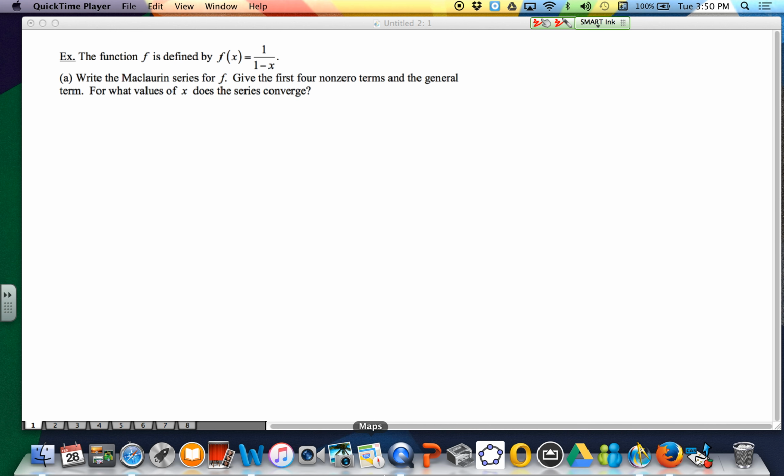So we talked about this, and you can see how you could relate this to a beautiful little geometric series. So we have 1 plus x plus x squared plus x to the third plus dot dot dot plus x to the n plus dot dot dot. And I have my first four terms, I have my general term. Because this is a geometric series, negative 1 to 1 will be my interval of convergence.